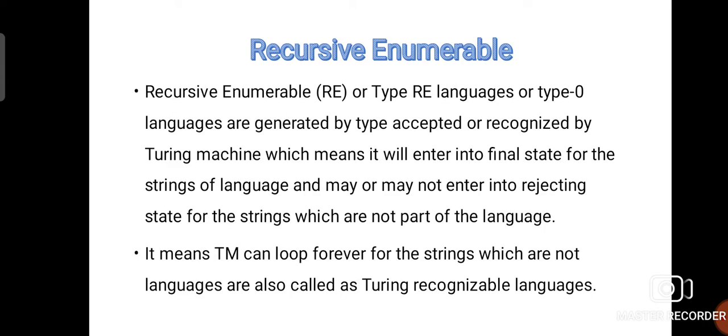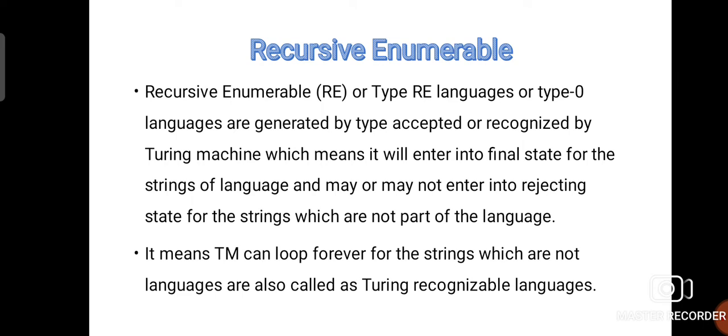First of all, what is meant by recursively enumerable? It is shortly called RE languages, or type 0 languages, generated by type 0 grammar and accepted or recognized by the Turing machine. Which means the Turing machine will enter into the final state for the string of the language, or may not enter into a rejecting state for the string of the language. So such kinds of languages are called recursively enumerable languages.